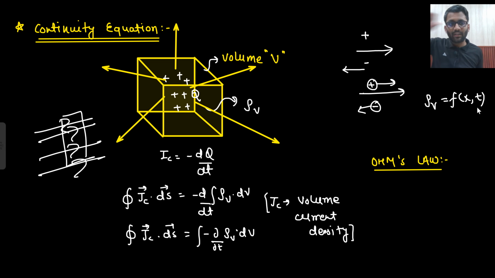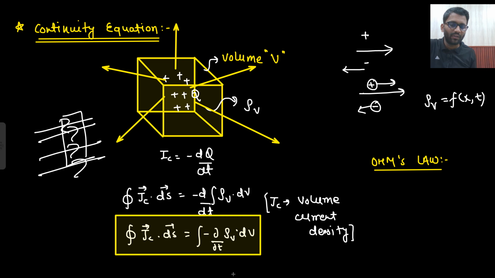So if one variable is taken as constant and the other variable is being differentiated, which kind of differentiation will we use? Partial differentiation. So that's why this has become del by del t. Outside it was d by dt, but if you are taking it inside, that means rho v could be a function of space and time, but you are differentiating with respect to time only, so that's why I am putting del by del t. So this is the integral form of your continuity equation.